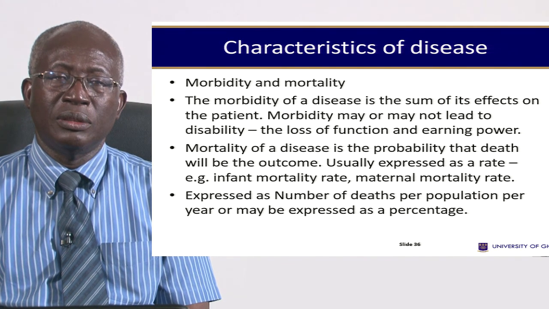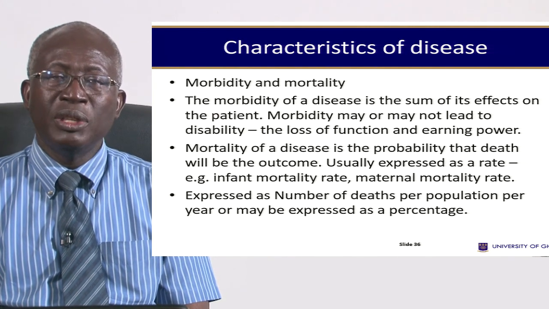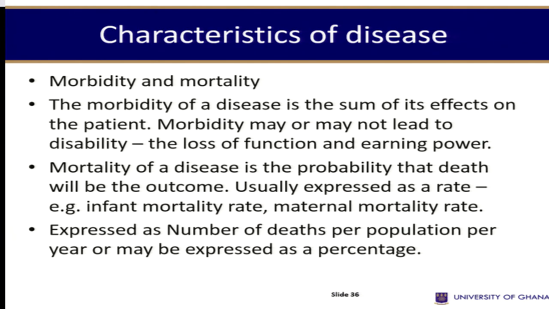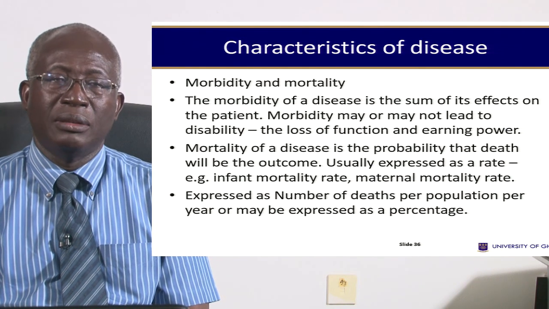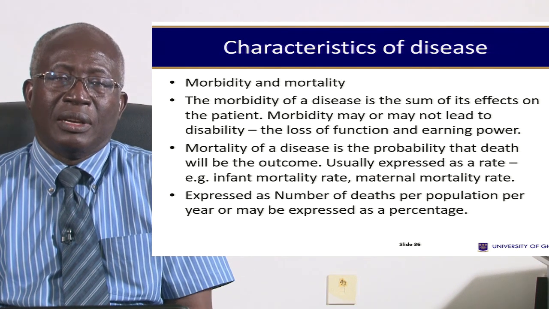Let's take some of them and talk about them. Morbidity and mortality. Morbidity of a disease is the sum of its effects on the patient. And morbidity may or may not lead to disability or loss of function. Mortality of a disease is the probability that death will be the outcome. It's usually expressed as a rate. Infant mortality rate, maternal mortality rate, are examples. You express this as a number of deaths per population per year. So you have a number, say 20 per 1,000 per year. So you can express the 20 over 1,000 as a percentage.